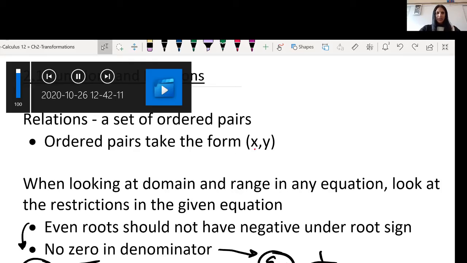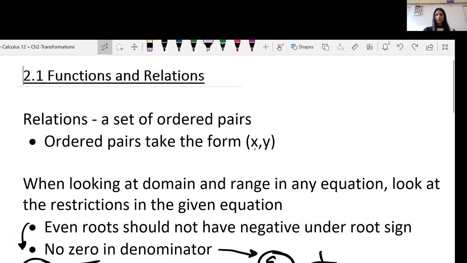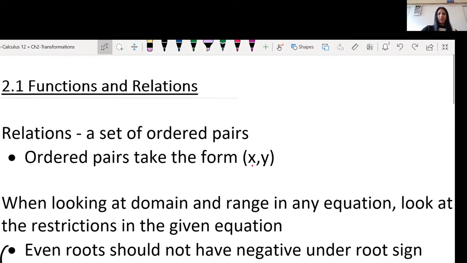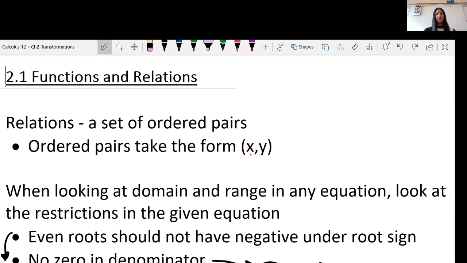Hi everybody. We are starting chapter 2, which is on transformations, and I believe I already spoke to you in my intro video a little bit about how transformations is going to be the theme of Pre-Calculus 12, and that's the reason we're starting with chapter 2 instead of with chapter 1. I think that this sets up the stage nicely for what we're doing with all of the other chapters.